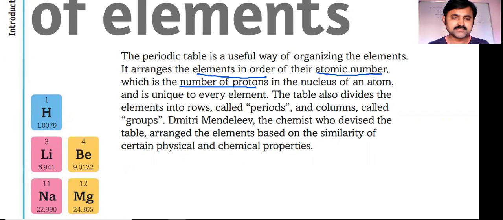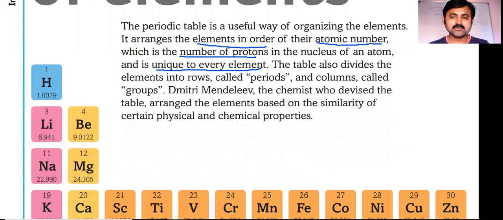It is also said to be unique to every element. That means atomic number is a unique value for every element. From element to element, the characteristic properties change because the atomic number changes. The table also divides the elements into rows, which are called periods, and columns, which we call groups.